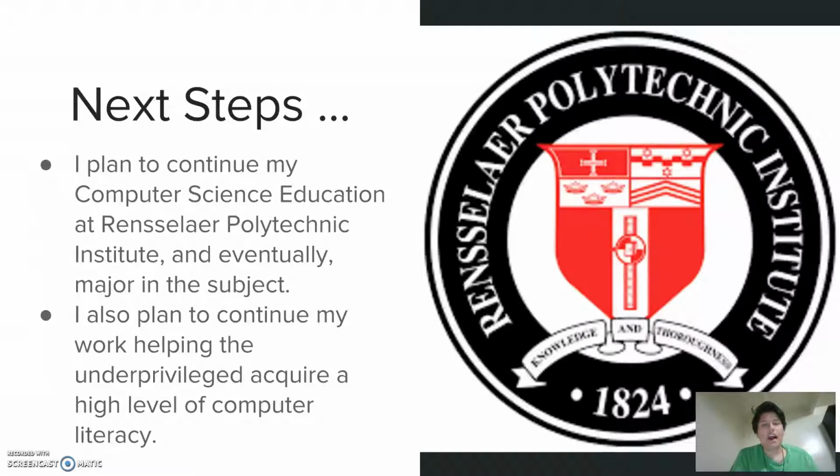And on top of that, I know that the skills that I gained in computer science and the amount of work that was given and the way that the class was formatted, requiring and forcing independence, I feel that's going to help me in college. And I've been reading some blogs and read that Rensselaer is actually a very difficult school to get a high GPA in. So I'm hoping that the skills that I gain will help me solidify a good GPA and hopefully a 4.0. I also plan to continue my work helping underprivileged kids, such as myself or my neighborhood community, acquire computer literacy.